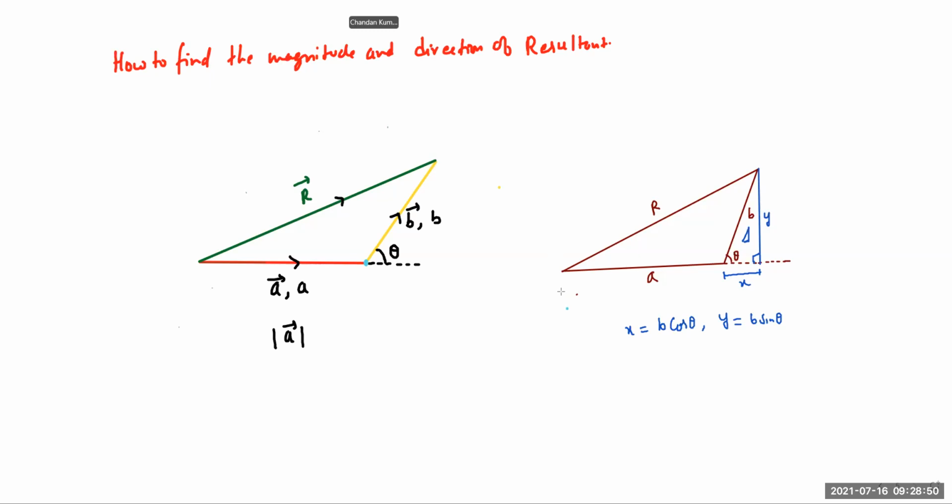length of the base and the height, because the only thing we know is Pythagoras. So I know now the base, which is a plus x. Now this is pretty easy to understand. So this is a plus x, and this is y. And now we can apply the Pythagoras to get R, because that is what we are looking for, the length of the resultant. So what is R now?